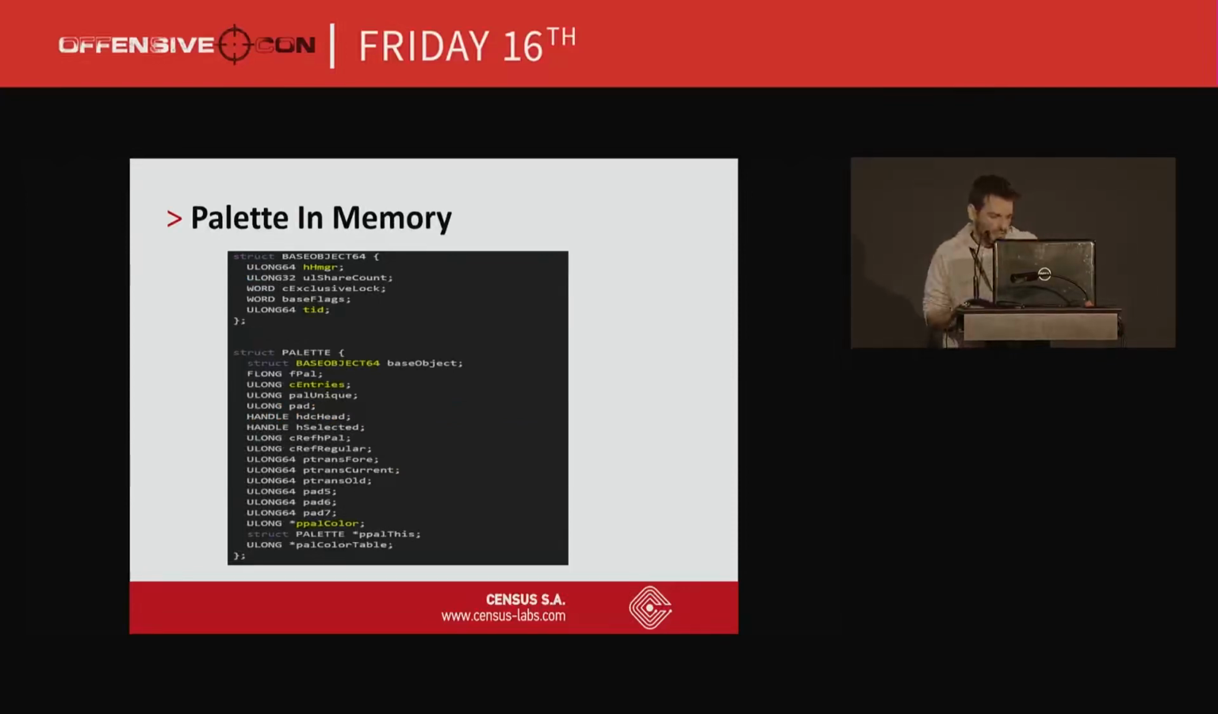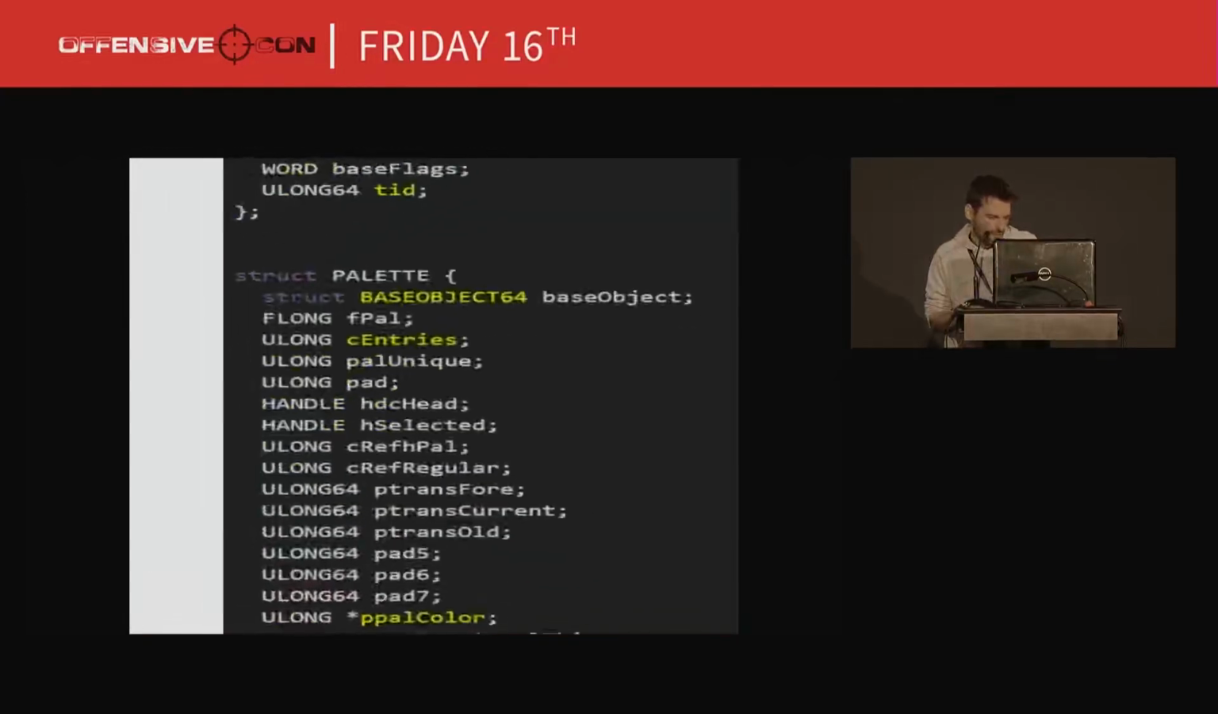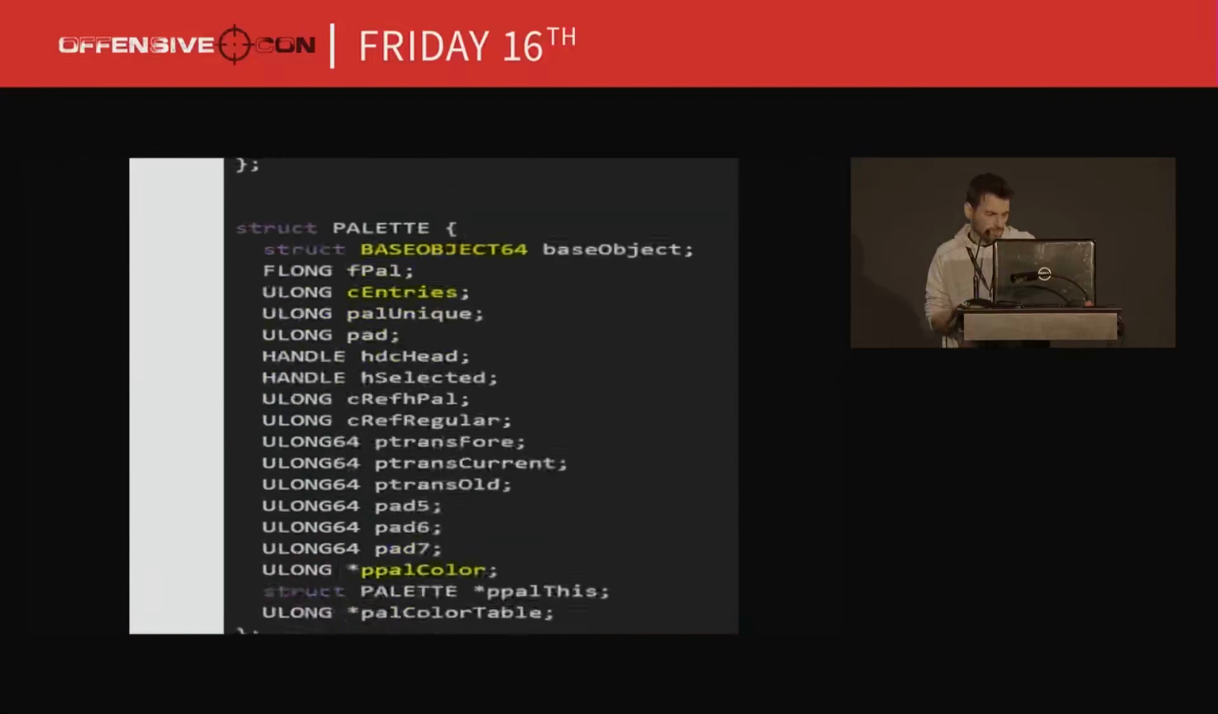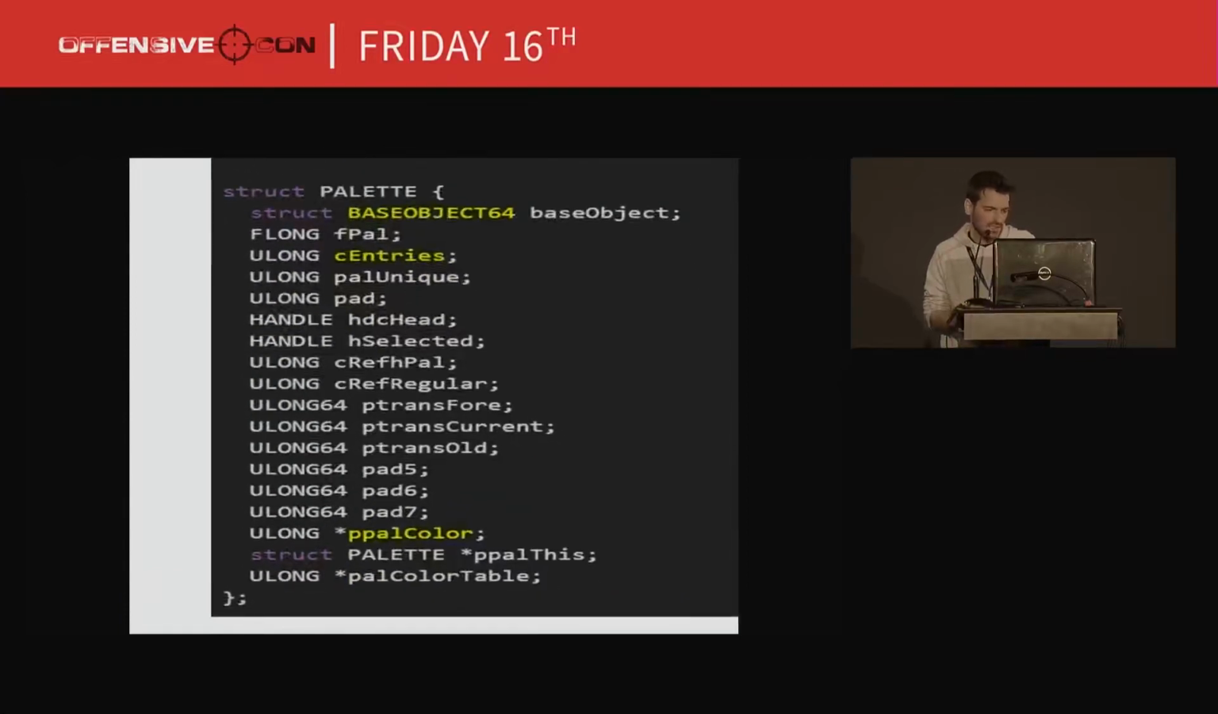So here is how the palette looks in memory, in the heap, for example. As with every other GDI object, it starts with an object header. And the other two most significant members are cEntries and palColor. The cEntries is the number of entries we have in this palette, and palColor is a pointer that points to the address space that contains those entries.